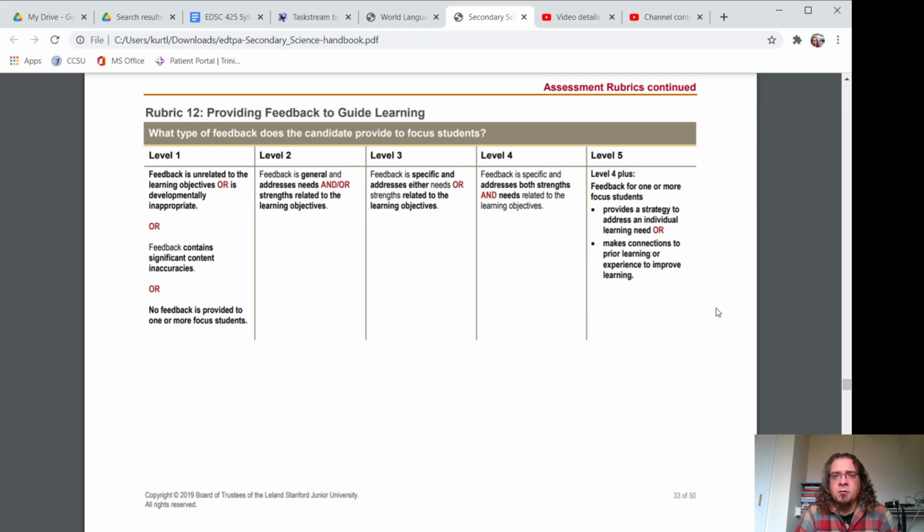And then level 5 is feedback for one or more focus students, those are your 3 students, right? It provides a strategy to address an individual learning need or makes connections to prior learning or experience to improve learning. So the feedback is really directed and specific to at least one or more of the focus students, so you can see that you're connecting with their learning need, or makes connections to their prior learning experiences in order for them to improve their learning.